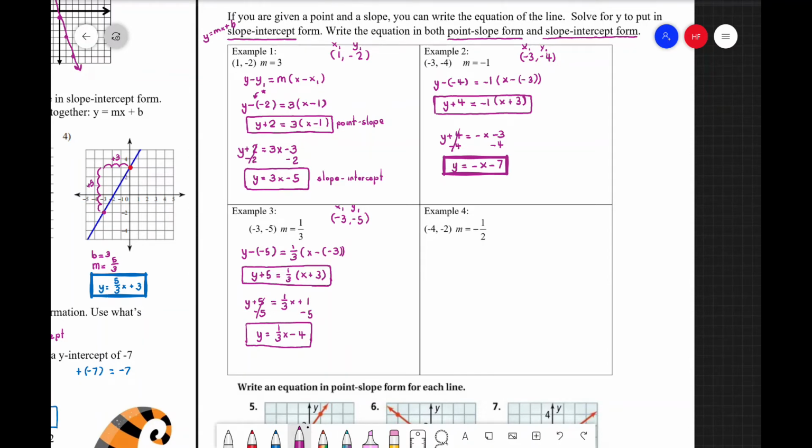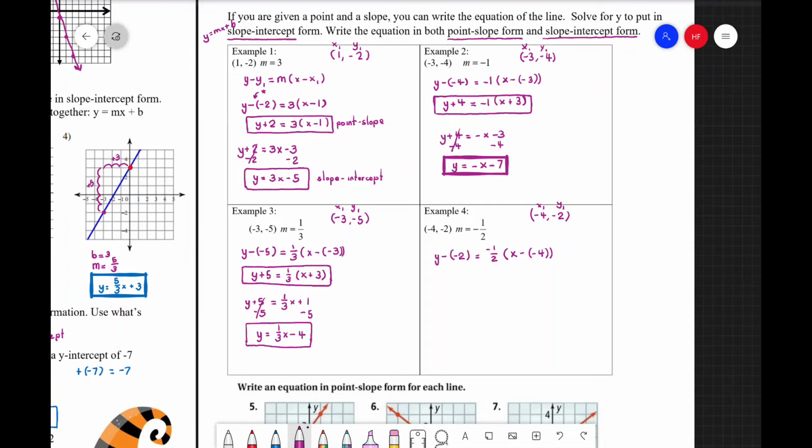And now example 4. We have our point, we have our slope, so we're going to use point-slope form. Negative 4, negative 2, that's my x1 and my y1. So y minus y1 equals m, parentheses x minus x1.